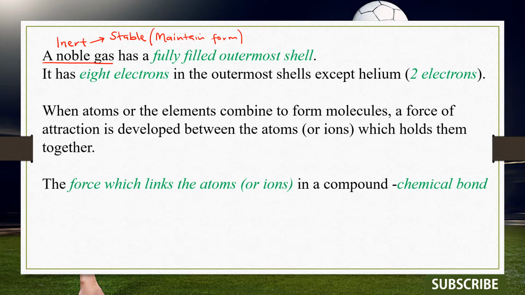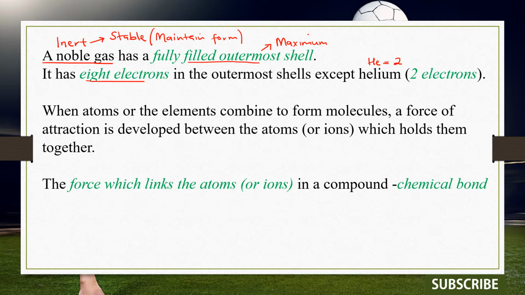So noble gases are well known for having a fully filled outermost energy level. That means the last energy level has the maximum number of electrons. So all noble gases will have 8 electrons, with the exception of helium, which has only 2 electrons, just because the first energy level can have a maximum of 2 electrons.